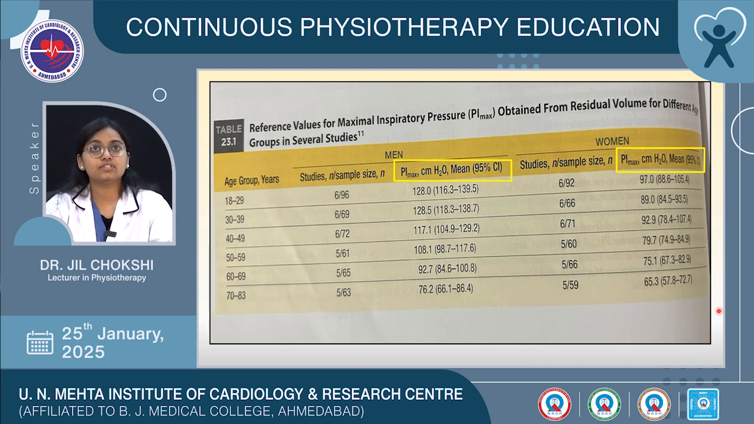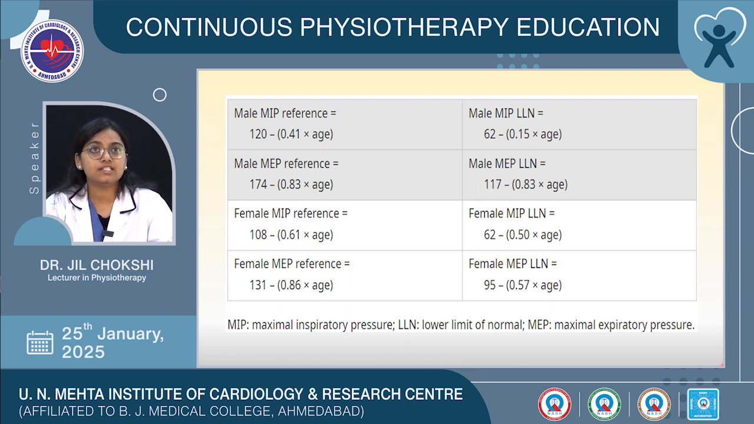This table shows the reference value of the PI max from the residual volume. For example, 40 to 49 age of men have a PI max value of 117.1 centimeter H2O, while the women have the PI max value of 92.9 centimeter H2O. This is the formula for the reference value for the male and female, and these are the formula for the lower limit of normal for the male and female.